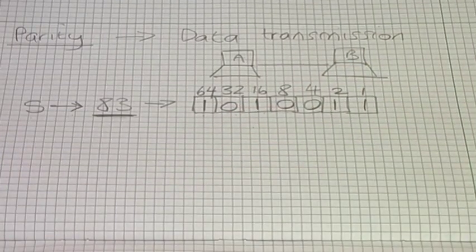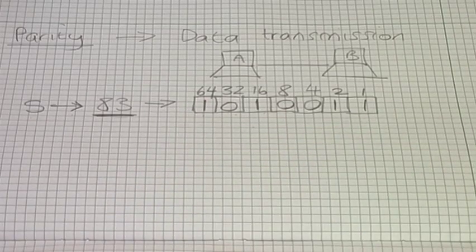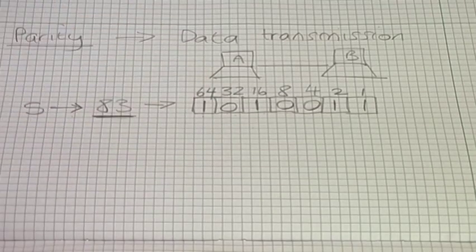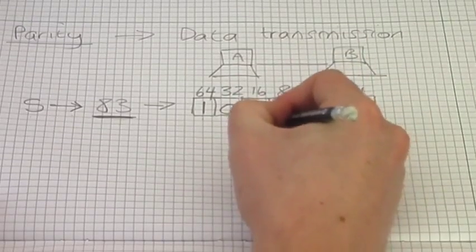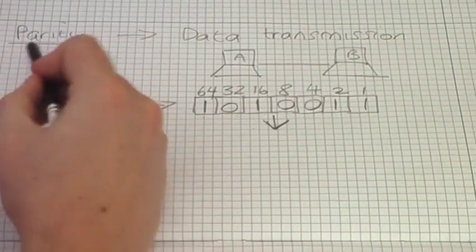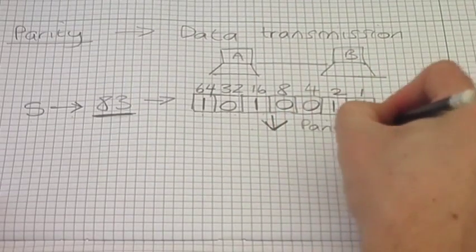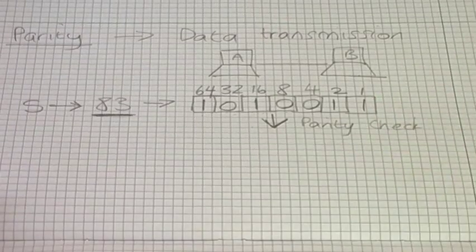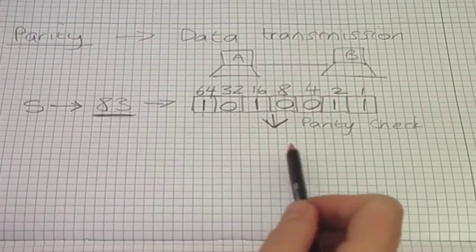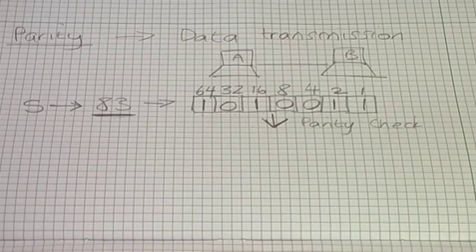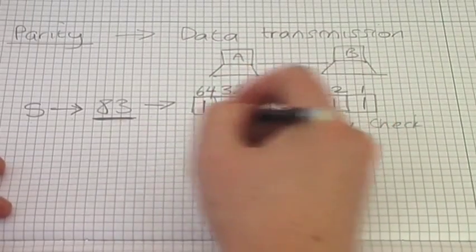Now what I want to do is make sure that what I transmit is what's received. So I want to make sure that what is sent from computer A is received by computer B. So I'm going to add a parity check. Now what happens when I add a parity check is my 7 bits are going to go from 7 bits to 8 bits. Hopefully you remember what 8 bits is. 8 bits is a byte.